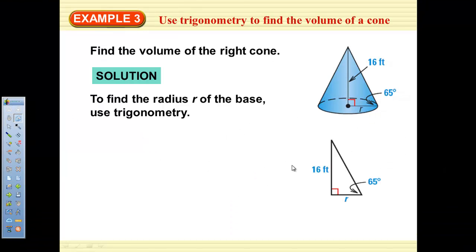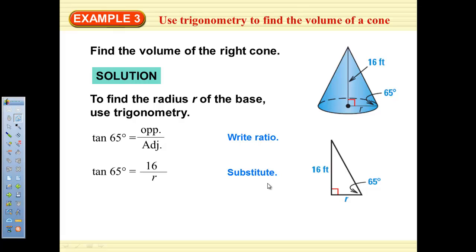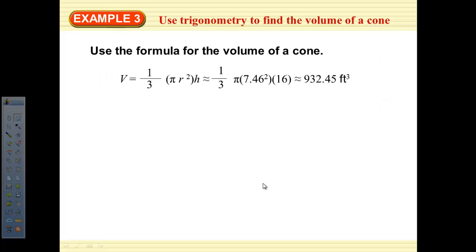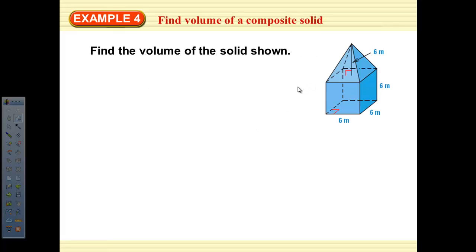So again, we have opposite and adjacent. That means we have to use tangent here. We plug in our values, we simplify it, and we get our answer of 7.46. We plug everything in, we get 932. They got a different answer because they used the rounded number. I don't want you to do that. I don't want you to use 7.46. I want you to use what's on your calculator. So you should have gotten 932.68. Okay?